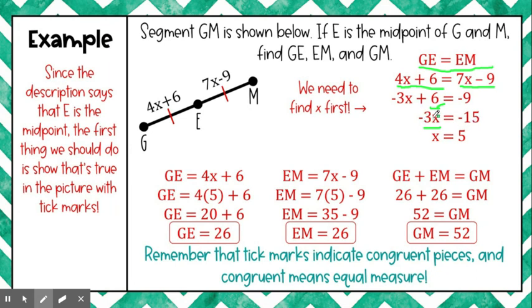This is a multiplication, so to undo that, we divide. We're going to divide by negative 3, and we're going to do that to both sides. And then we get x equals 5. Okay, so we found x.